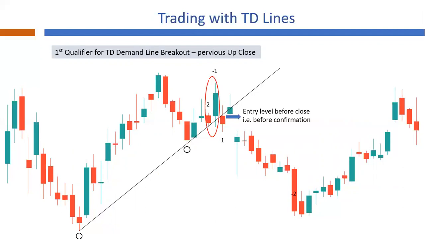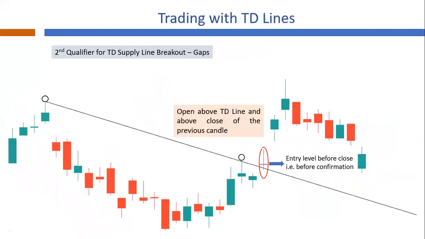You can see that the close of candle number -1 is higher than the close of candle number -2. So in this case, the trade is to be taken once the price breaks below the TD demand line during the day. Now let's look at the second qualifier. This qualifier is pretty simple to understand and use. Generally, I use this qualifier for entering into a trade before confirmation.